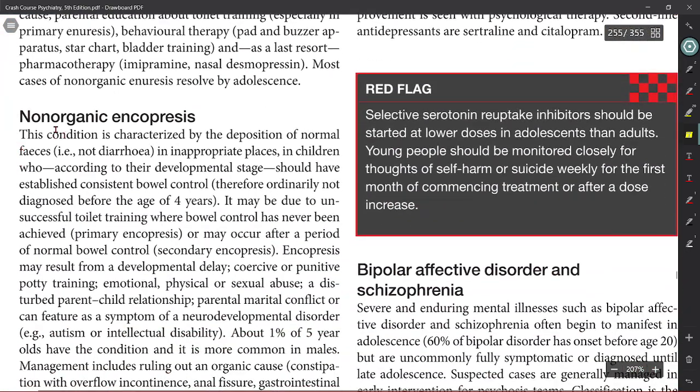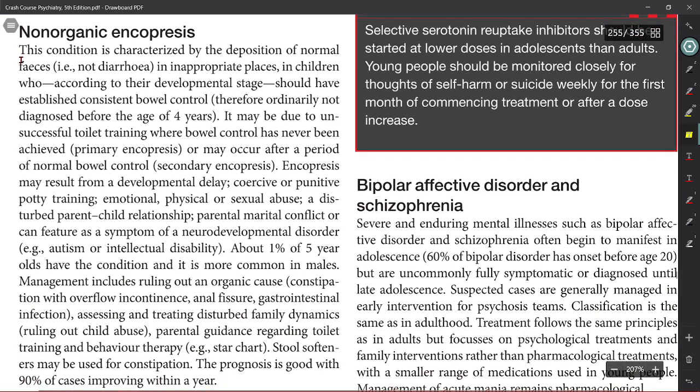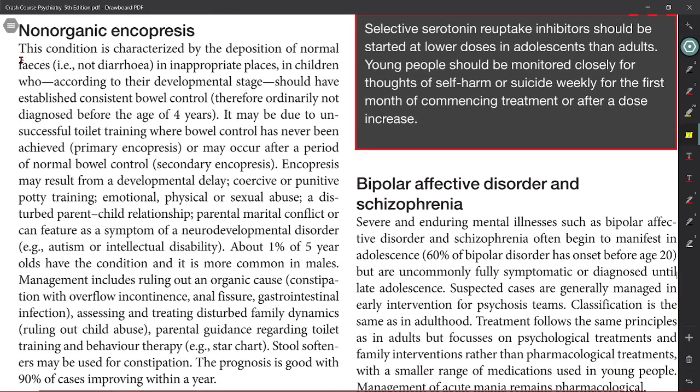What about encopresis? Non-organic encopresis is characterized by the deposition of normal feces, not diarrhea, in inappropriate places in children who, according to their developmental stage, should have established consistent bowel control. Therefore, it is ordinarily not diagnosed before the age of 4 years. It may be due to unsuccessful toilet training where bowel control has never been achieved, primary encopresis, or occur after a period of normal bowel control. This is secondary encopresis.